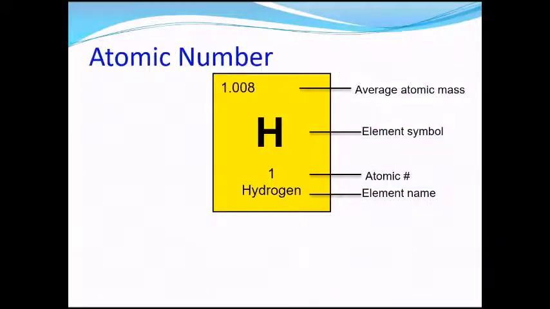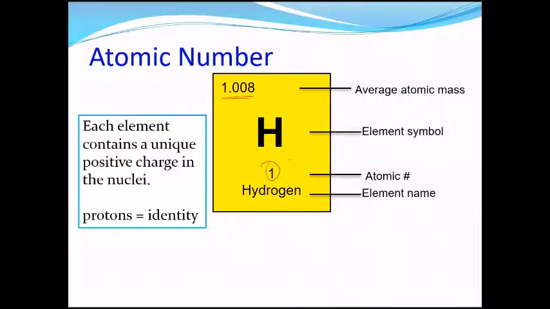Now the atomic number on the periodic table is always the whole number. Don't worry about the decimal one yet. We'll get to that on Thursday. That's the average atomic mass. The symbols and, of course, the element name is what you'll find here. But this atomic number is going to give you the protons. That's going to identify the element.